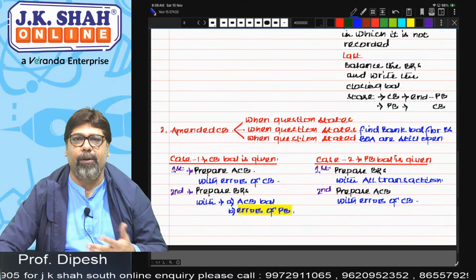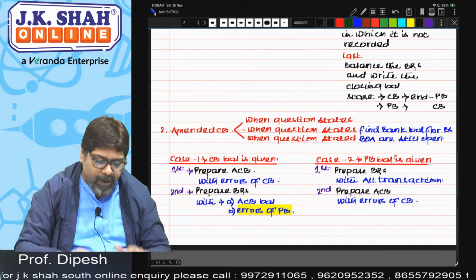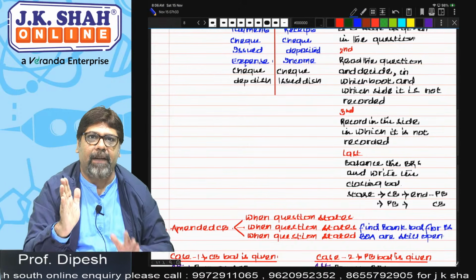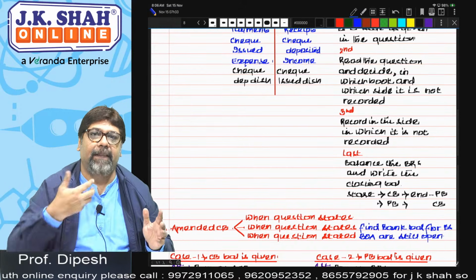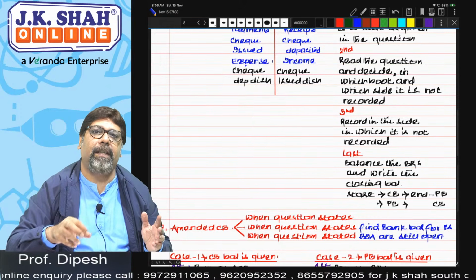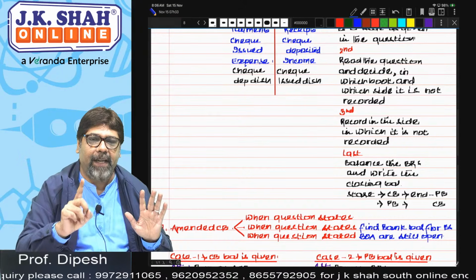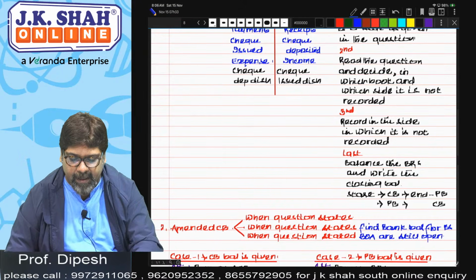So again, how to prepare BRS? The golden rule to prepare BRS is: read the question and decide in which book and which side it is not recorded. Second, post in that side in which it is not recorded. Record in the side in which it is not recorded. Am I clear? Yes or no?